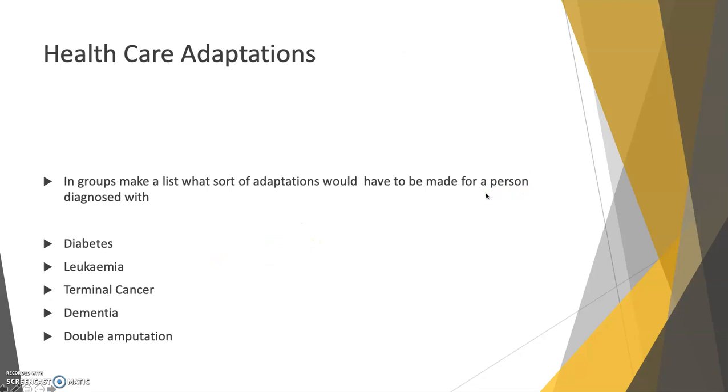Right. Healthcare adaptations. Okay, so we're going to look next into healthcare adaptations. Your first activity, I know it says in group there, scratch that. Individually, I want you to make a list of what sort of adaptations would be made for a person who has been diagnosed. In groups you would have done all of them, but I want you to pick one or two. So let's say someone has been diagnosed with diabetes. What kind of healthcare adaptations are they going to need in their life? Someone with leukemia, terminal cancer, dementia, or double amputation. Obviously, when you receive that kind of diagnosis, your life has changed forever. So what kind of healthcare adaptations is a patient with double amputation going to need? What kind of healthcare adaptations is a patient with diabetes going to need? Okay.